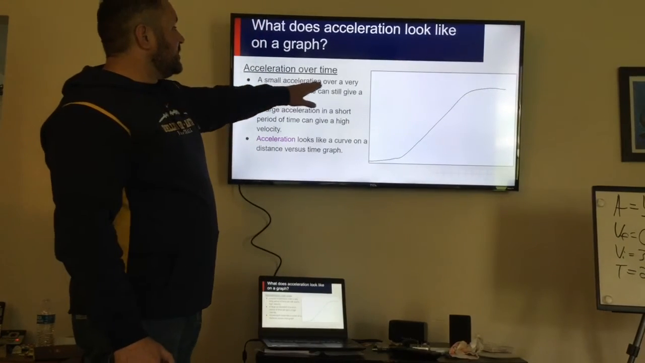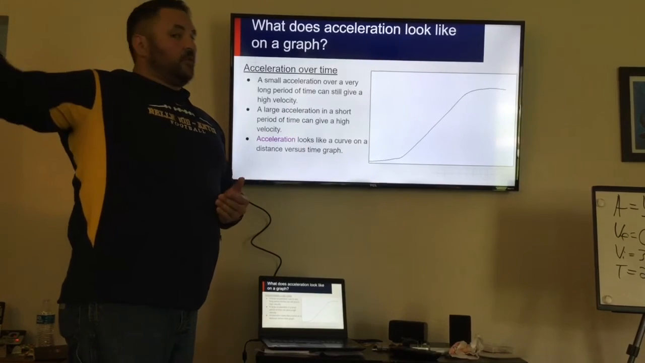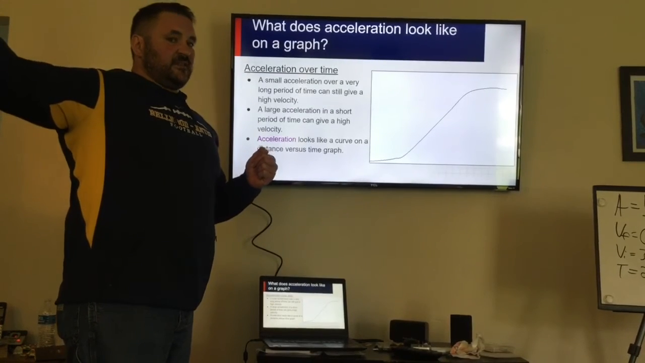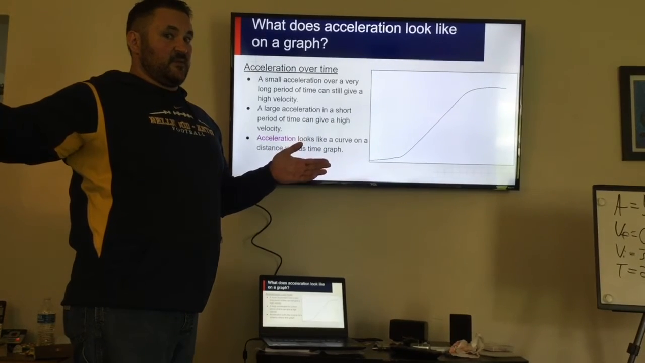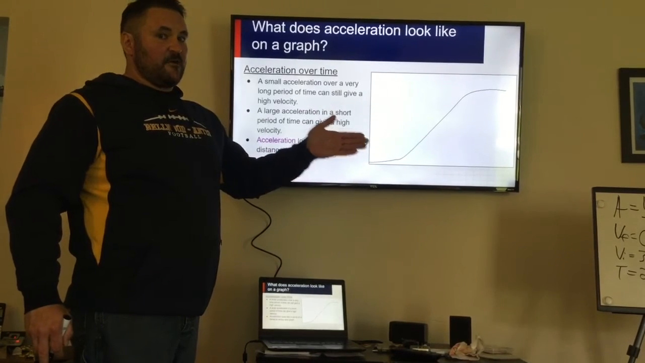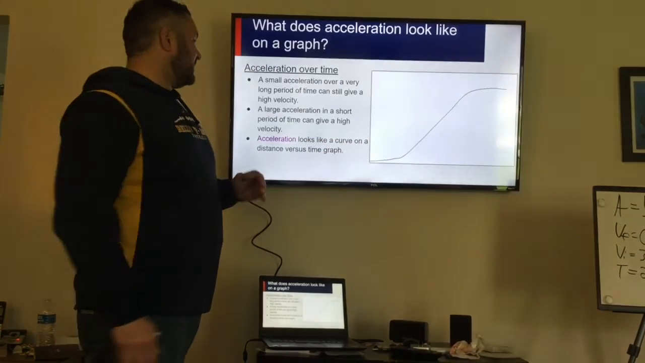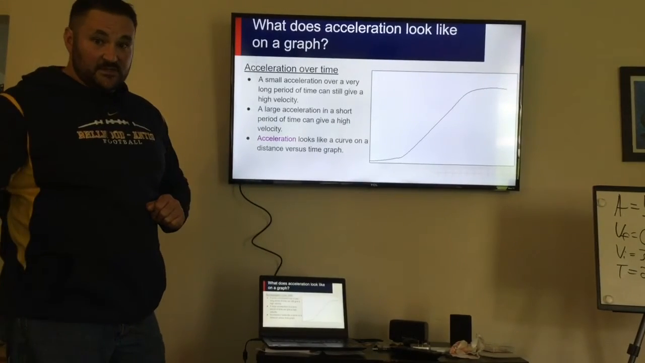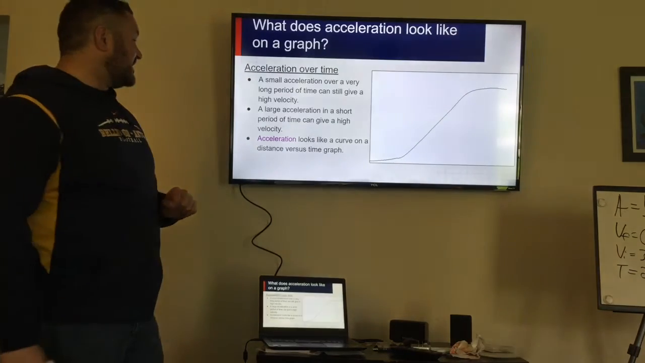A small acceleration over a very long period of time can still give a high velocity. If you have a Volkswagen Beetle, which had like 55 horsepower when they first came out, you could make it to 65 miles per hour. It might take you 25 seconds. If you have a Porsche, you can get to 65 miles per hour in like 3 point whatever seconds. Why? Because the Porsche has a lot more acceleration. You can have a large acceleration in a very, very short period of time. Bullets, for example, accelerate very, very fast out of the gun in a fraction of a second.